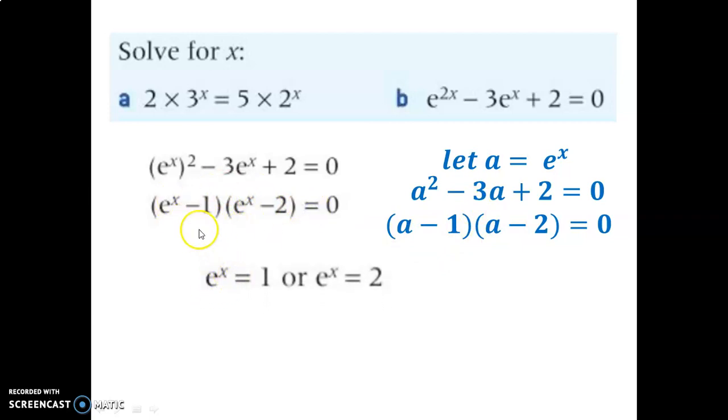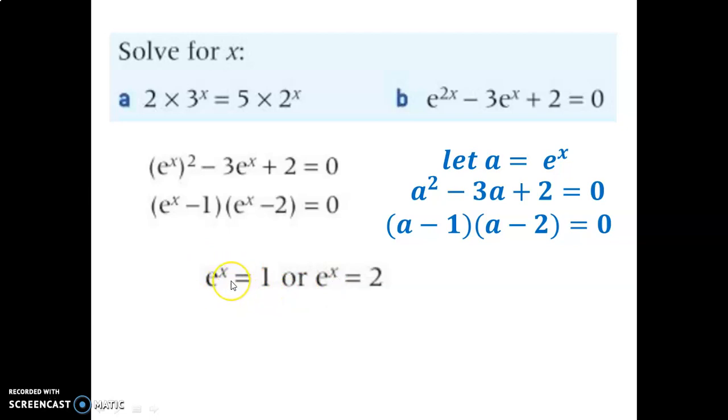So e to the x minus 1 equals 0. When you solve that, it's e to the x equals 1. And if you set e to the x minus 2 equal to 0, then you get e to the x equals 2. Now there's 2 possible answers. Those are not solved for x yet, right?